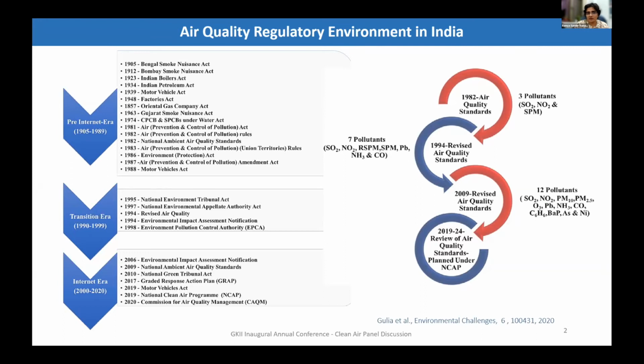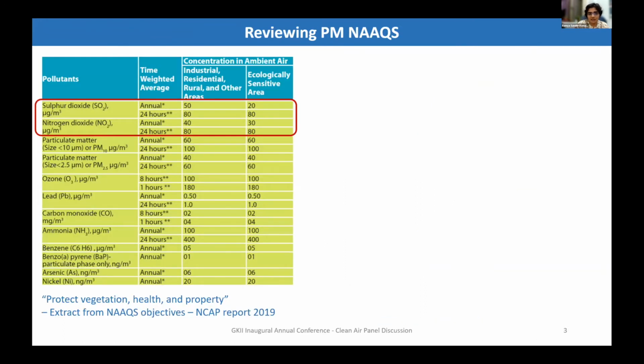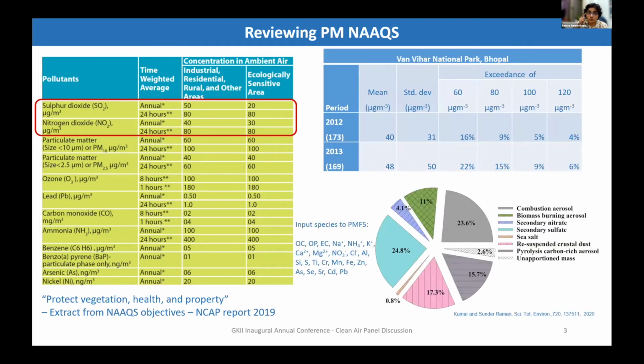So with this sort of background, I want to call your attention to the NAAQS currently in vogue. And you will notice the regulated pollutants here. And there's something called ecologically sensitive areas, sort of like the class 1 areas in the US. And you will see we have more stringent standards for these eco-sensitive zones compared to industrial, residential, rural, and other areas for just SO2 and NO2, not for PM10 or for PM2.5. Okay? So I just want to call the attention of the audience and the panelists here to the fact that it might actually be relevant to look at whether or not it's meaningful to have more stringent PM standards as well for these eco-sensitive zones.